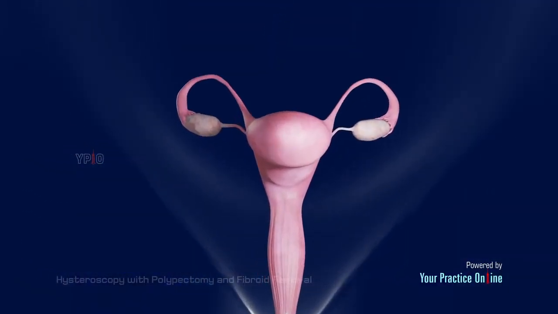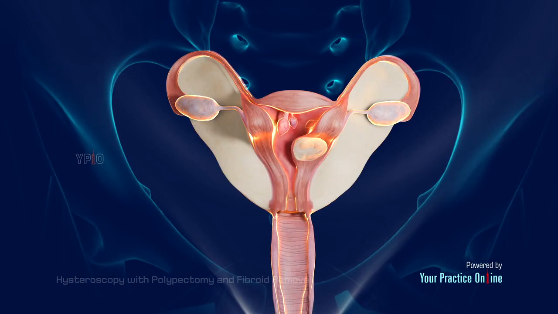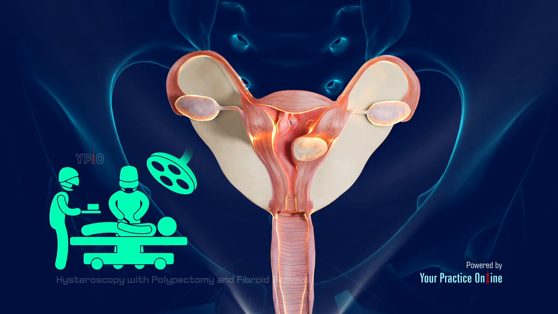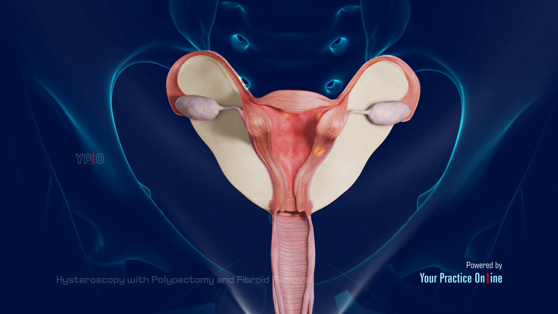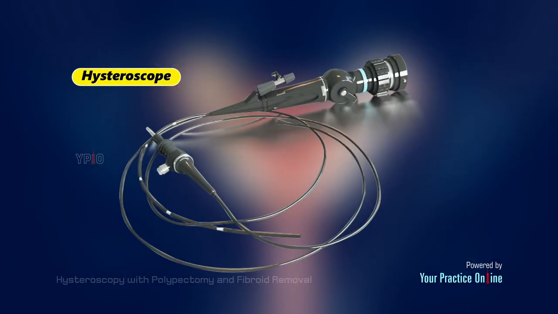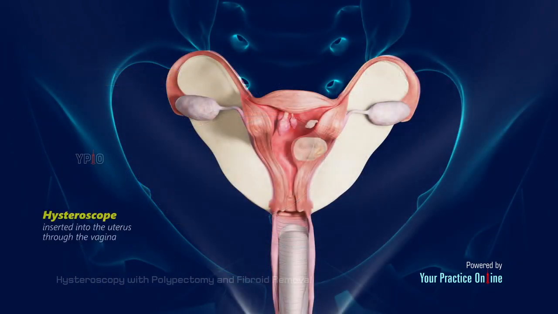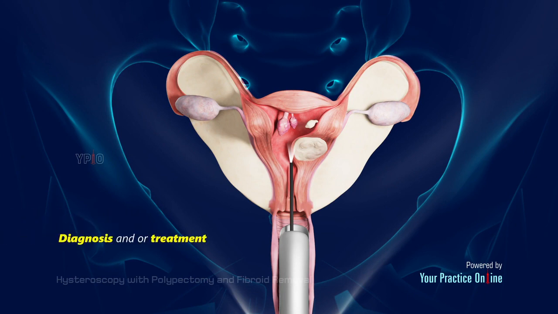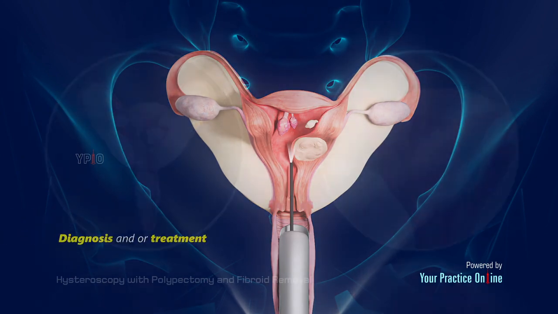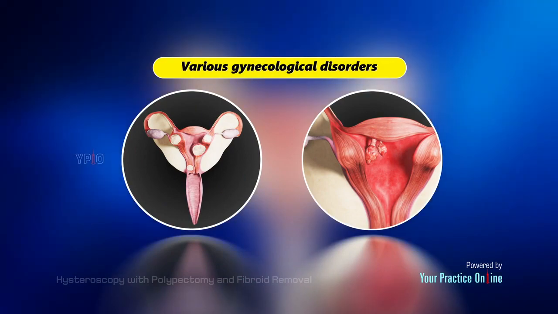Hysteroscopy with polypectomy and fibroid removal is a surgical procedure that involves removal of both uterine polyps and fibroids. It is performed with the help of a thin, flexible tube with a light source called a hysteroscope, which is inserted into the uterus through the vagina. This procedure is used for the diagnosis and/or treatment of various gynecological disorders.